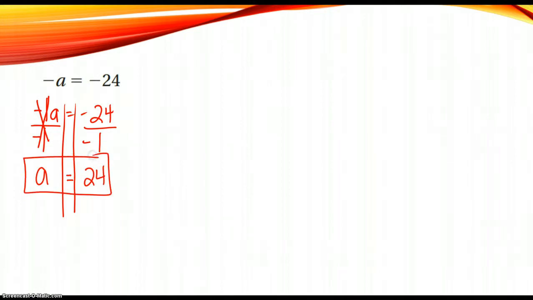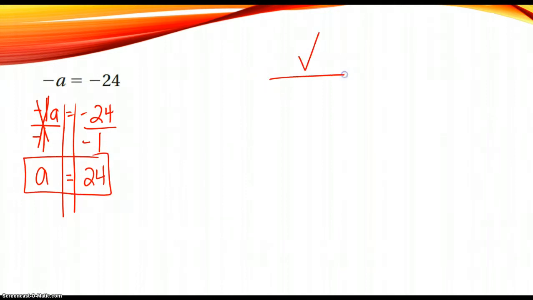Put our railroad tracks here. So we separated the left and the right side. So we want to get a all by itself, so we're going to divide by -1 since we're starting with multiplication here. So we're also going to divide our right side by -1. Those negative ones cancel out. We're left with just a equals -24 divided by -1. That will be a positive 24. So again, we say our number is 24.